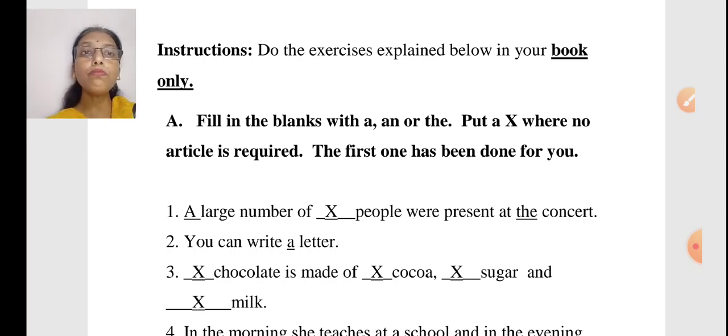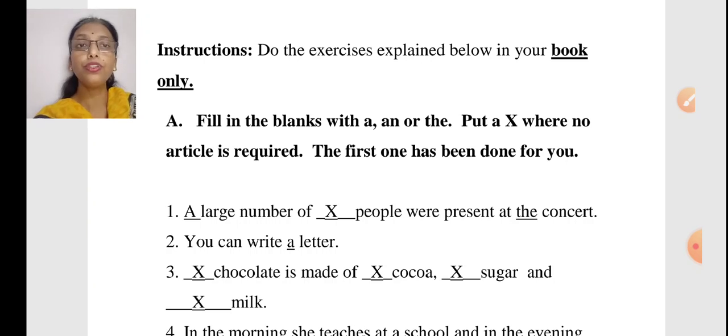A large number of people were present at the concert. Now this has been done for us. Okay? Why is the cross there? Because we are not putting any article before people. And the concert means we are talking about the particular concert where we went. So there was a large number of people there. You can write a letter. So I'm not talking about any particular letter. I'm saying you can write a letter.